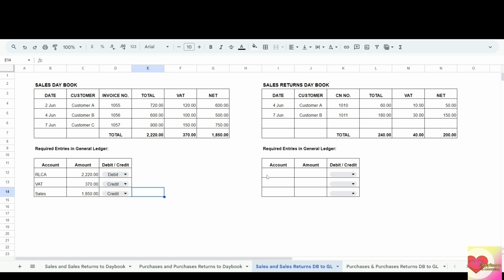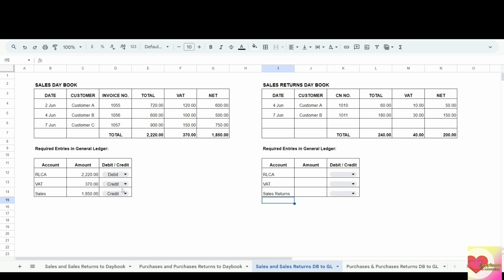Now let's move on to sales returns daybook. Each total amount will be transferred to an account in the general ledger. So what are those accounts? First is RLCA for the total, and then for the VAT, it's VAT account, and for the net, it's sales returns account.